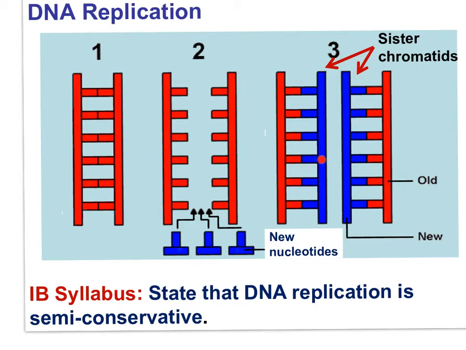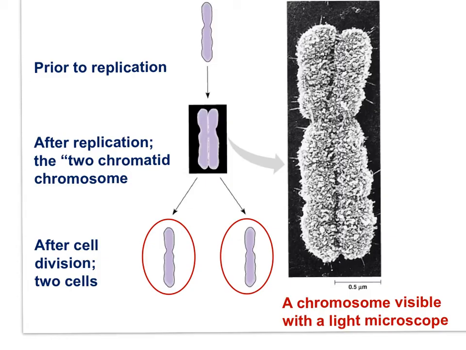Remember that the two new molecules of DNA are called sister chromatids and would be held together by a centromere, the X-shaped chromosome, as we know it. The two new molecules of DNA following replication are seen here and here in an electron micrograph, and these are known as sister chromatids, and they're held together by the centromere prior to cell division when the sister chromatids are pulled apart in mitosis or meiosis II.